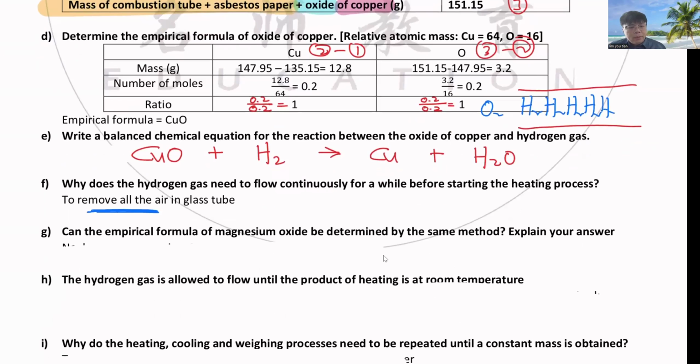Then they'll ask you, can magnesium oxide use this method? Okay, magnesium oxide, if you burn it with hydrogen, there will be no reaction. The reason is because magnesium is more reactive.